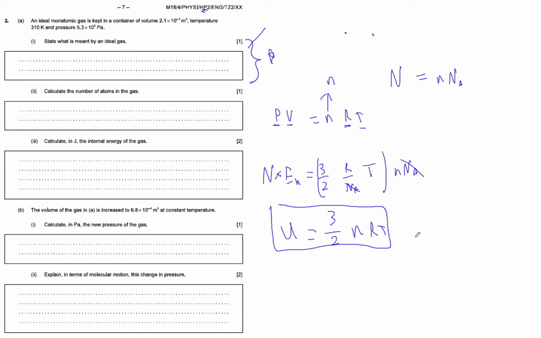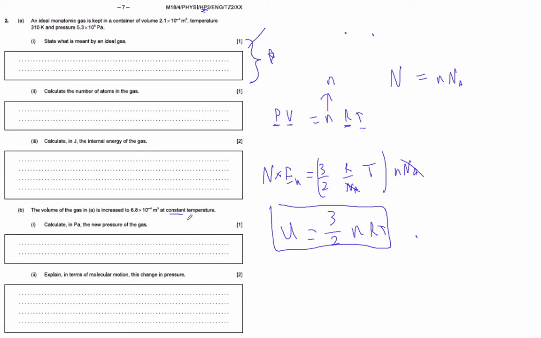Okay. The volume of the gas is increased to 6.8 times 10 to the minus fourth at a constant temperature. Which, by the way, if it's expanding, you would actually tend to cool down. If you did it quickly and heat couldn't flow in, it would cool down a little bit. But they're saying it stays at a constant temperature, so they must do it slowly, or we wait until it gets back to the temperature.